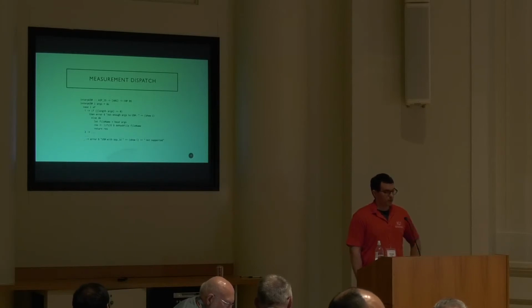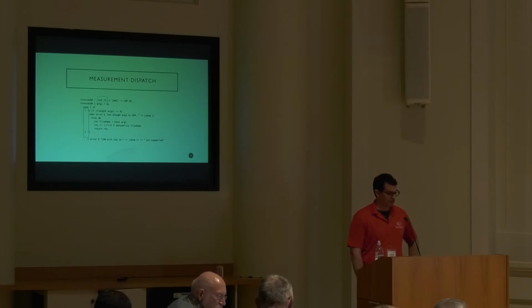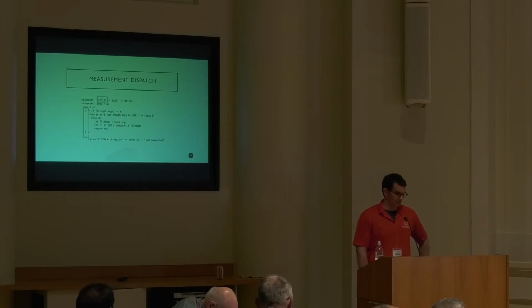So in order for our interpreter to interpret system measurements, it has to have a way to dispatch these measurements based on their measurement ID. And so this interp USM function takes an ASP ID as an input, and in this example, we've chosen ASP1 to mean hash a file.